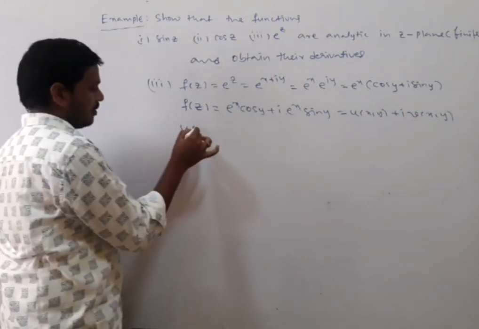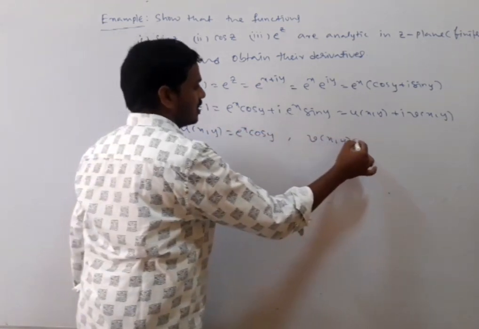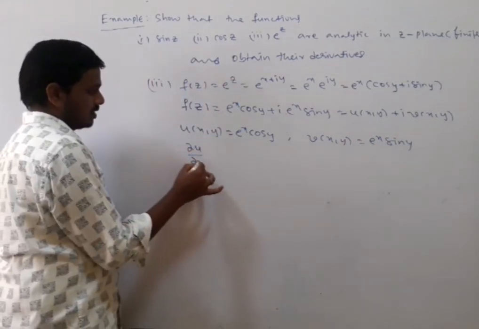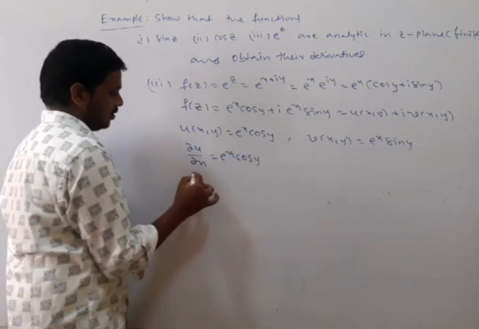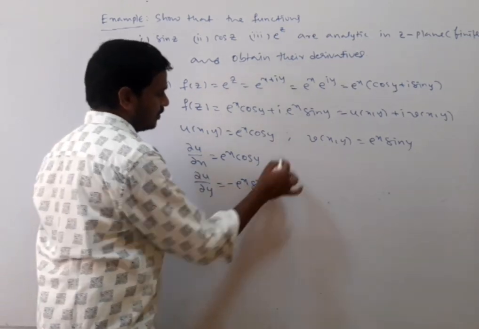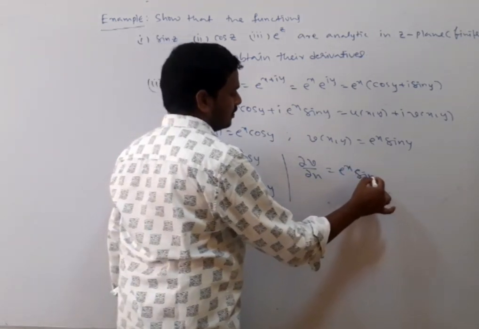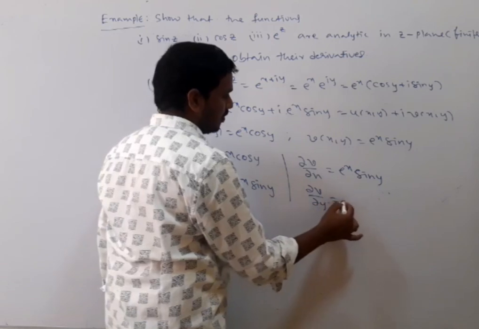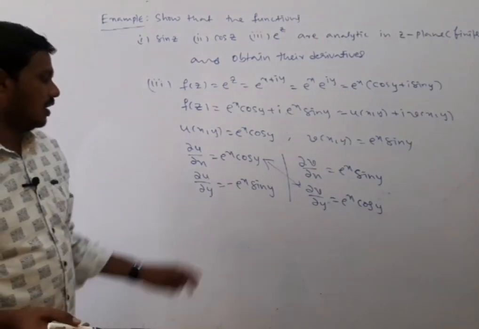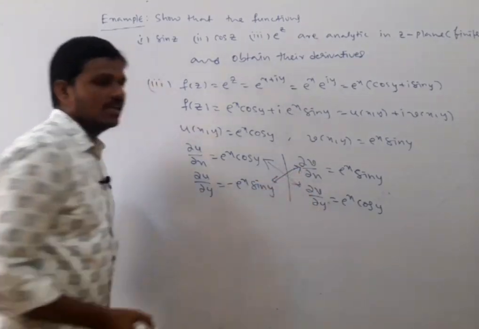Take u of x comma y equals e to the power of x cos y, and v of x comma y equals e to the power of x sin y, the real part and imaginary part. Dou u by dou x is e to the power of x cos y. Dou u by dou y: the derivative of cos y is minus sin y, so minus e to the power of x sin y. Dou v by dou x is e to the power of x sin y. Dou v by dou y: the derivative of sin y is cos y, so e to the power of x cos y. They are the same, no? Dou u by dou x is the same as dou v by dou y, and dou u by dou y is the negative of dou v by dou x.